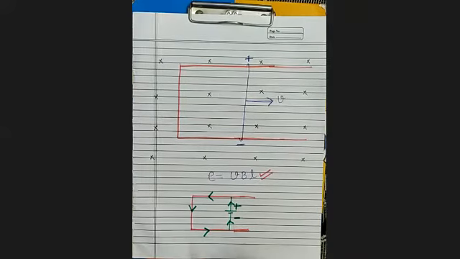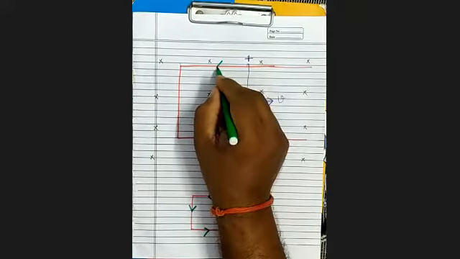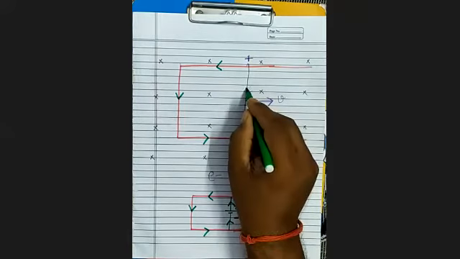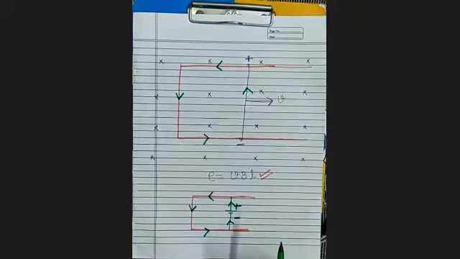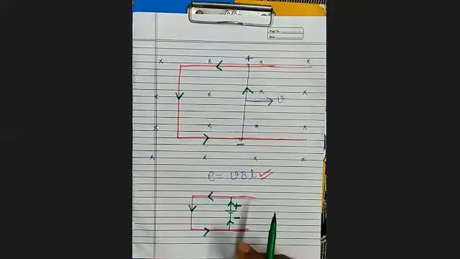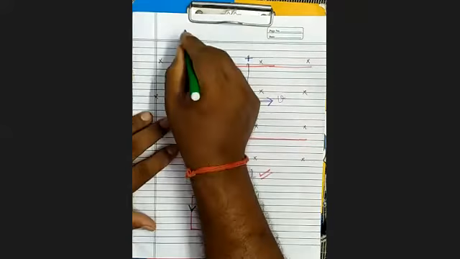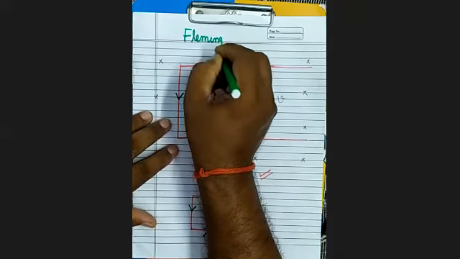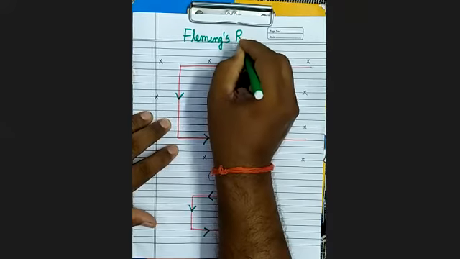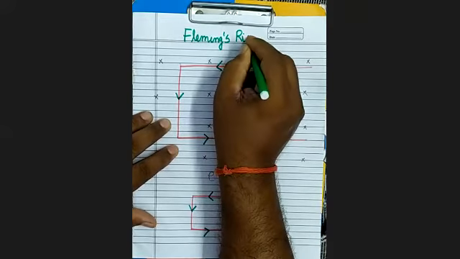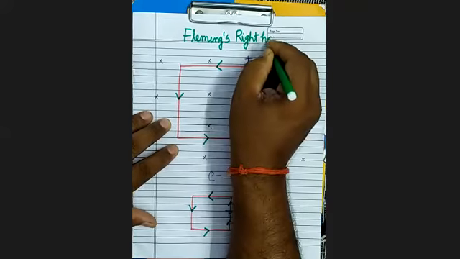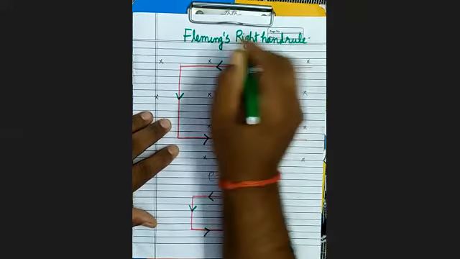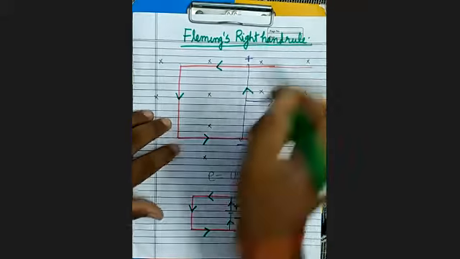Means here current flows in this way. This direction of current we can also find by Fleming's right hand rule. All of you remember this thing: Fleming's left hand rule is used for determining the direction of force.